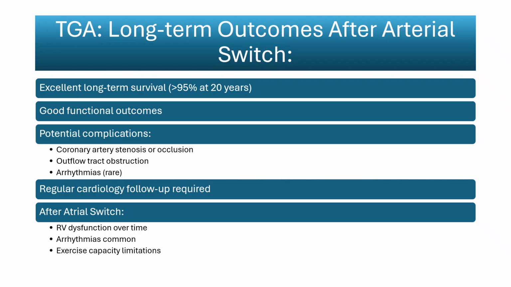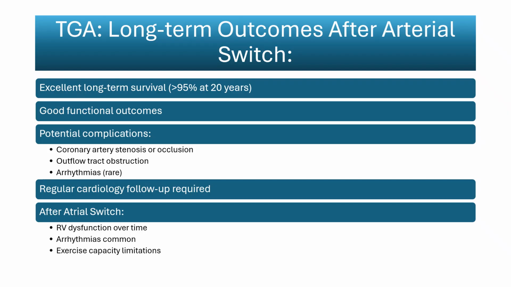Functional outcomes are generally good, allowing most children to grow and develop with minimal limitations. Nonetheless, ongoing surveillance is essential. Coronary artery stenosis or occlusion may occur due to the complexity of coronary transfer, and this risk persists throughout life. Outflow tract obstruction can develop at either the neo-aortic or neopulmonary level, requiring reintervention. Arrhythmias are possible, but relatively uncommon compared with historical atrial switch repairs.